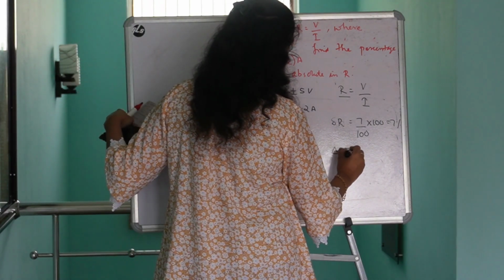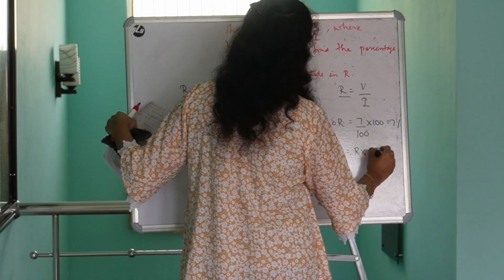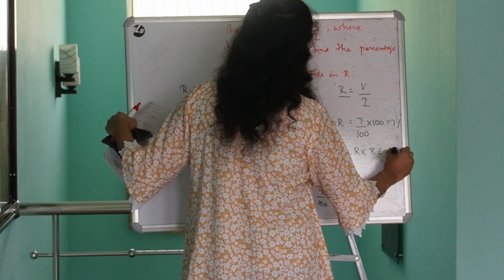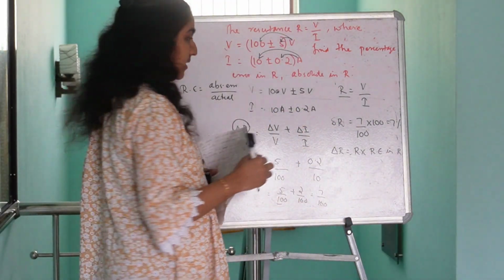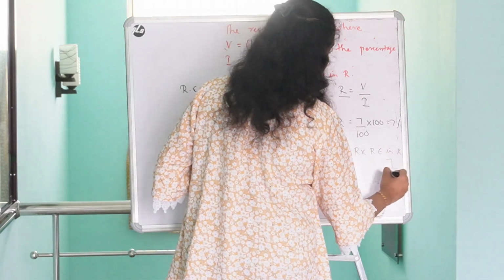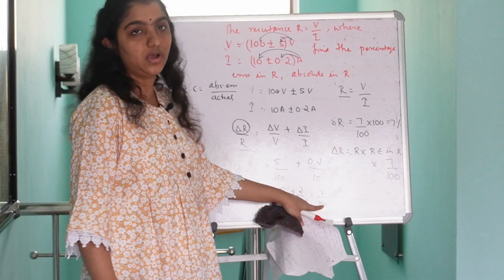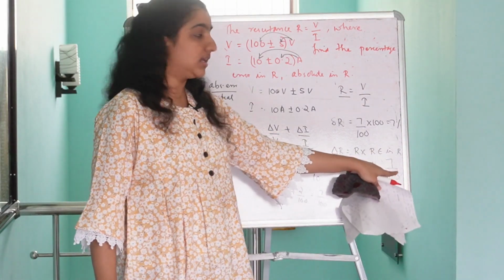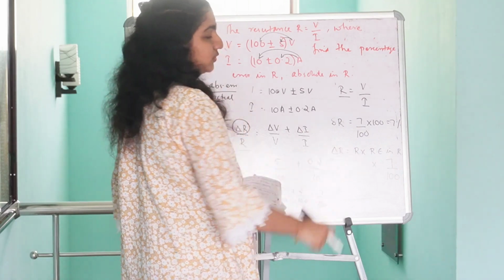So del R is equal to actual value of R into relative error in R, isn't it? Actual value R into relative error in R. I got the value of relative error in resistance as 7 by 100. So how do I find the actual value of R?